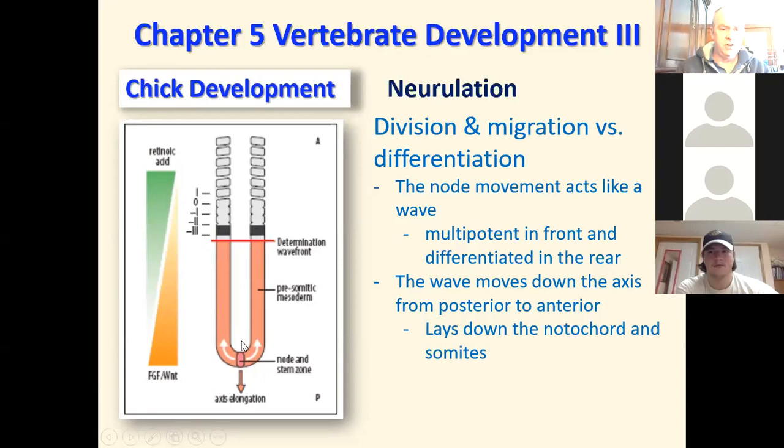So your node is here, it's moving in this direction. Cells are being produced here, and they're moving backwards, and they're seeing less and less FGF. And then suddenly FGF shuts off, and boom, they stop moving, and they become a somite.